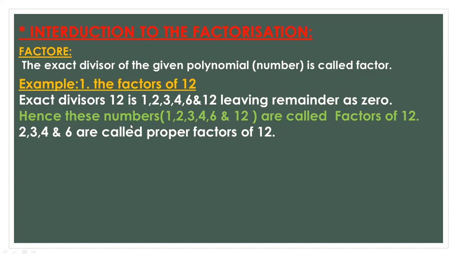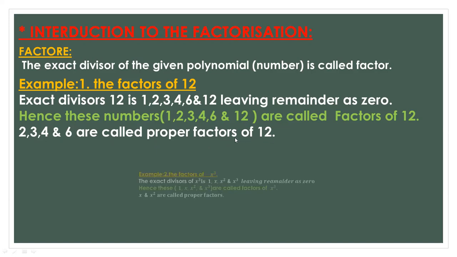Okay students. In this, 2, 3, 4 and 6 are the proper factors. A proper factor means a number which can divide the number, other than one and itself. It means here we are leaving out 1 and 12. The remaining 2, 3, 4 and 6 are called the proper factors of 12.